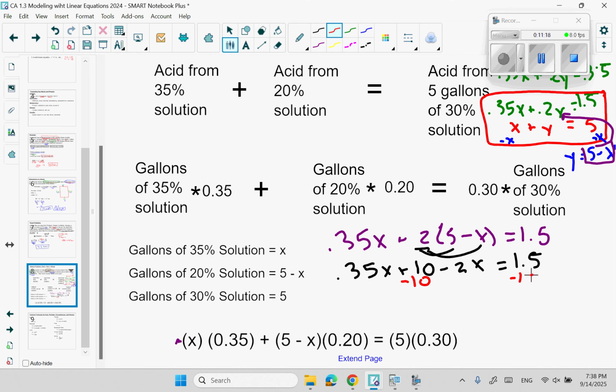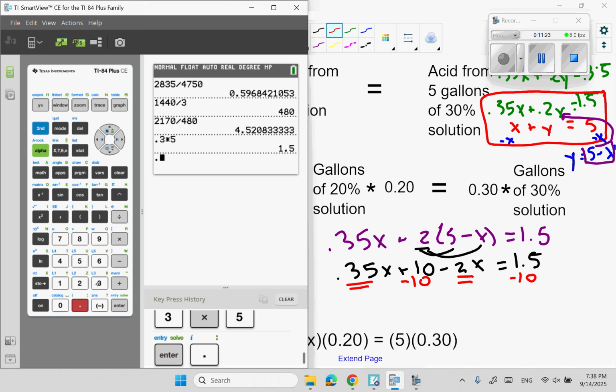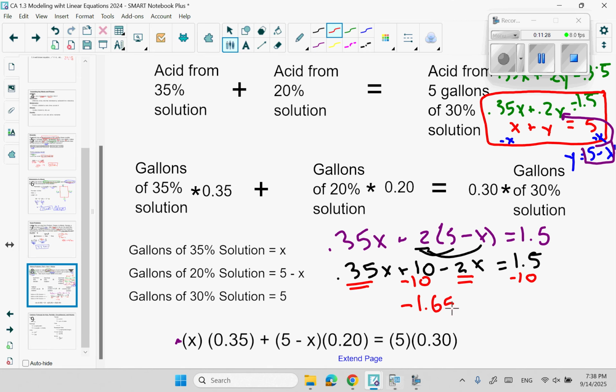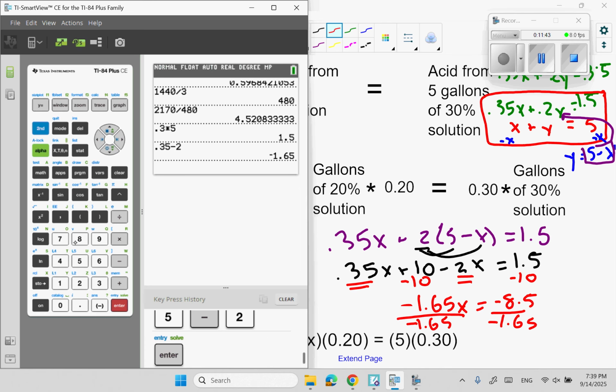Subtract 10, subtract 10. Combine like terms. See, 0.35 minus 2. We get negative 1.65x equals 1.5 minus 10, that's what, negative 8.5. And then we can divide by negative 1.65. 8.5 divided by 1.65. Ooh, that's incorrect. Goodness gracious, where'd I mess up?